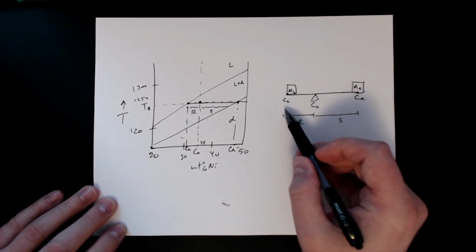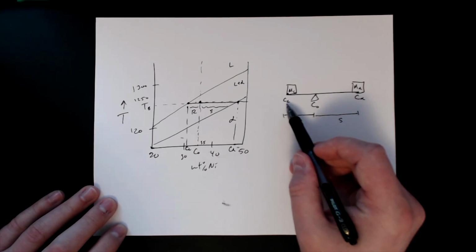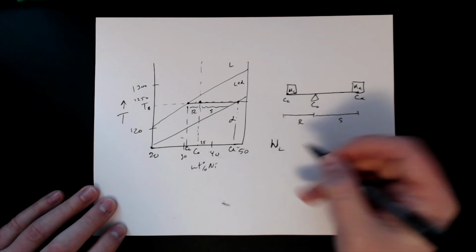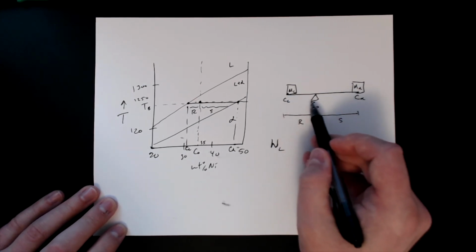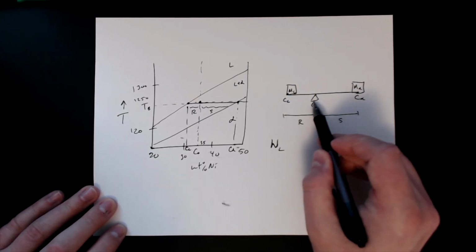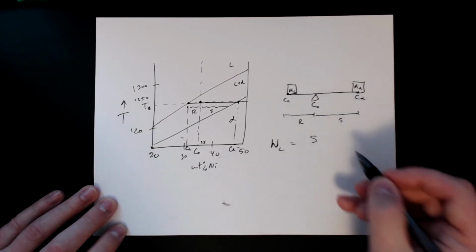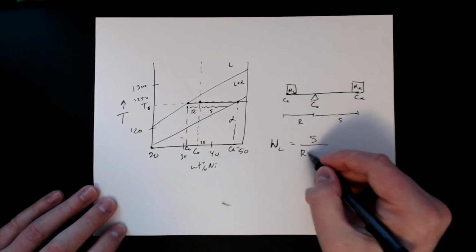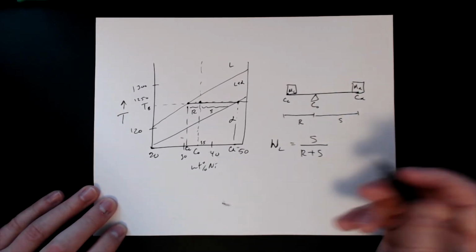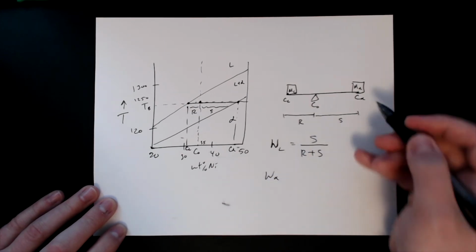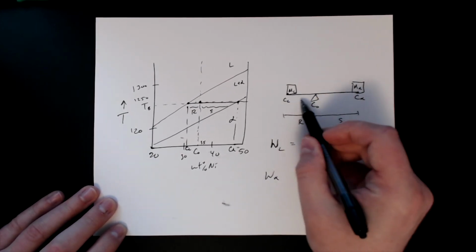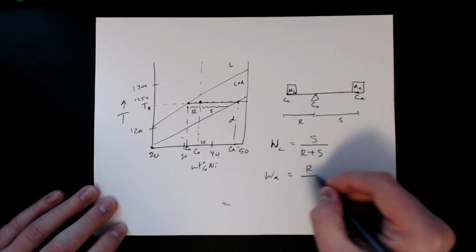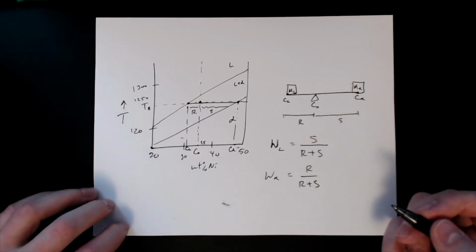I always like to think of it as the opposites. So if you're looking for the weight fraction of the liquid, which is on this side, I'm going to use the opposite length, from here to here. So I'm going to use S, and then it's always divided by the total length, so R plus S. And if I have the alpha over here, I'm going to use the opposite length because that is what has to balance the mass of alpha. So we have R plus S.